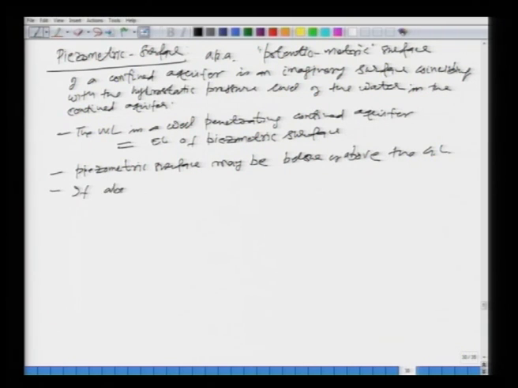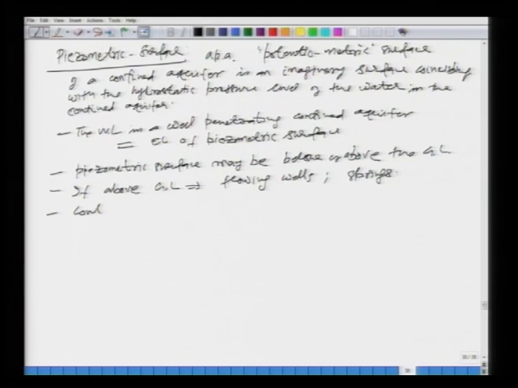If it is above the ground level, what do we have? The phenomenon is called flowing wells. You do not have to actually pump the water if your piezometric surface is above the ground level, and we have springs.